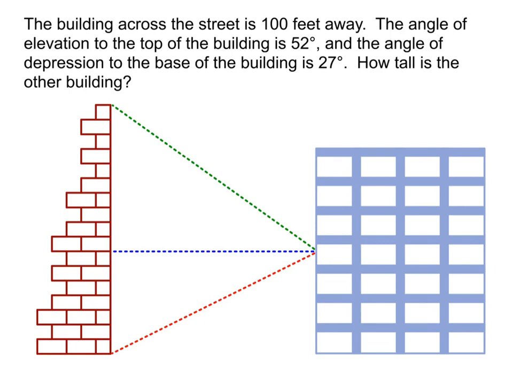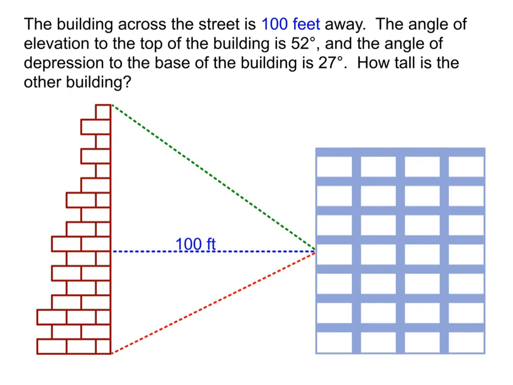Now that I have that, I can start plugging in some of the other information I have. As I read the problem looking for numbers that might be involved, I know that the building across the street is 100 feet away. So that is 100 feet as the distance along the horizontal, because anytime you're measuring a distance between two objects, you want to go the shortest distance. That would be along the horizontal here, because that would be perpendicular.